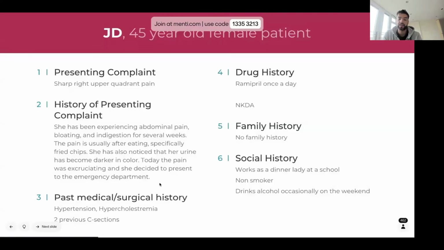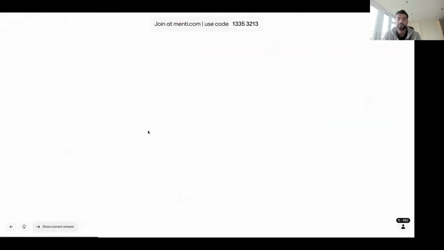Her past medical history is that she has hypertension, which means high blood pressure, and hypercholesterolemia, which just means high cholesterol. And she's had 2 previous cesarean sections, C-sections for having a baby. She takes a medication called Ramipril. She works as a dinner lady at a school. She doesn't smoke, and she just drinks alcohol occasionally. Okay, so that's the overview of what she's come in with when you take her history.